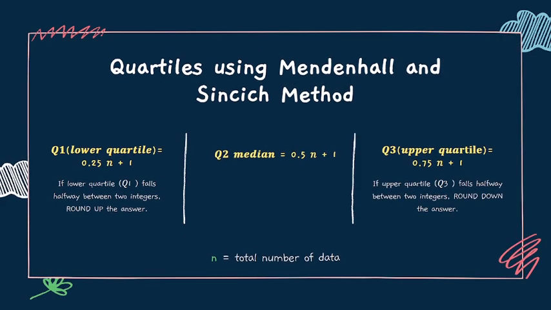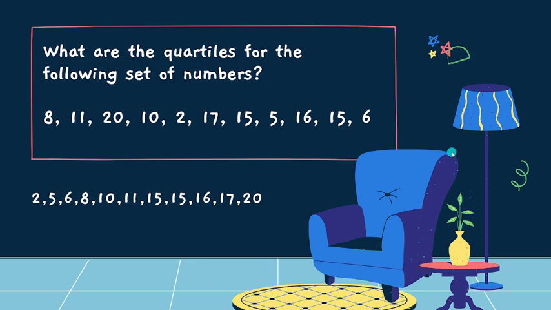Next, here is an example: quartiles using the Mendenhall and Sincich method. Here, our n will be the total number of data. For our first example, what are the quartiles for the following set of numbers? We have the data 8, 11, 20, 10, 2, 17, 15, 5, 16, 15, and 6.